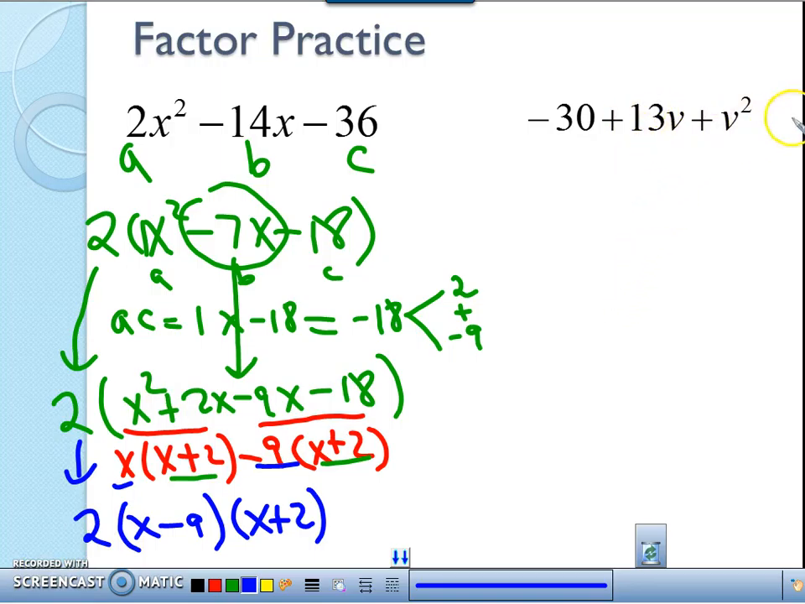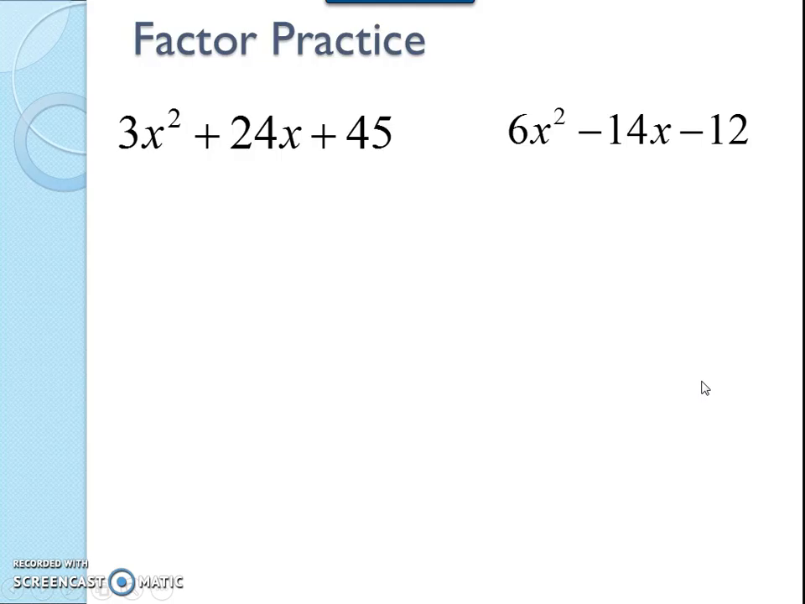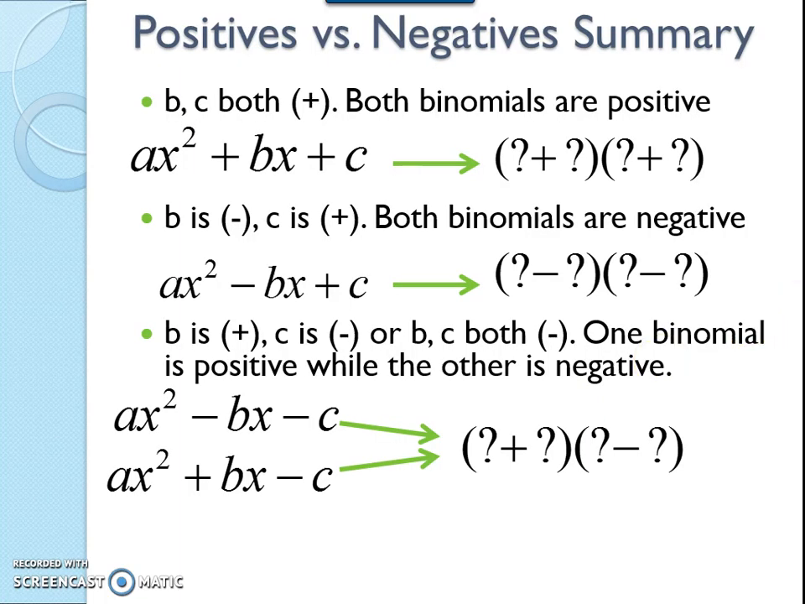We're going to move on to the next slide. So why don't we try the next one. Here you have trinomials. We're going to do 3x squared plus 24x plus 45. I want you to go ahead and try this.